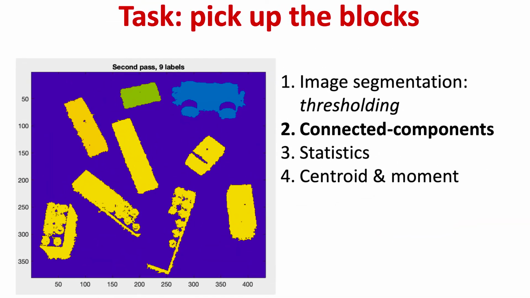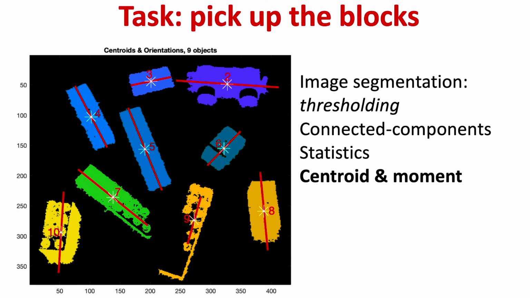Once you have those 9 labels on the components, we want to figure out where they are located. That is their centroid, and their moment is their orientation. Here their centroids are shown by white stars, and their moments are shown by these red lines. So now we know where the center of each of these objects is, and we also know which is the long axis, so we can arrange our gripper so that it can grab on either side of that long axis, and hopefully that will make it easier to pick up.